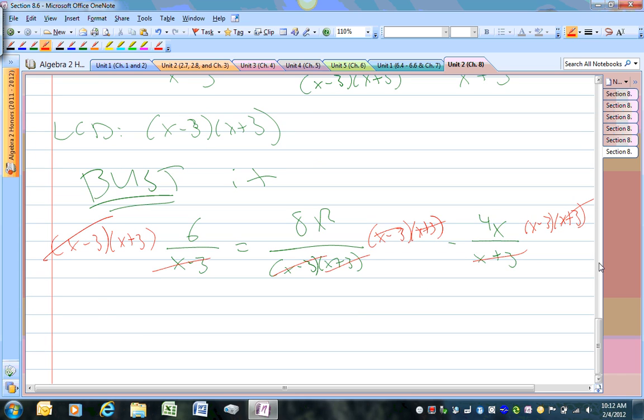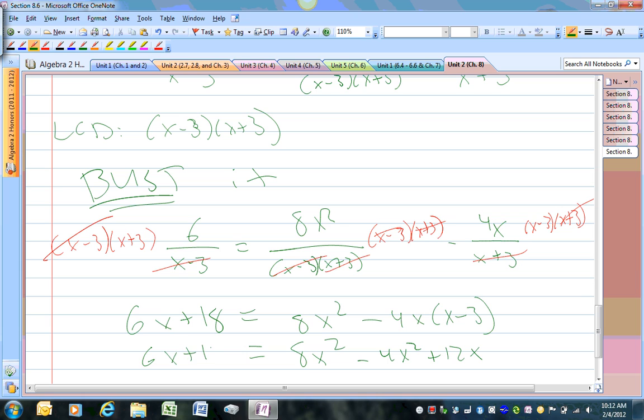So what we have now: 6x plus 18 equals 8x squared. And I'm going to be a little bit careful here. Notice how I already distributed the 6x plus 3 on the left side. But let's be careful on the right side with the negative 4x and x minus 3, because you got a negative and a lot of stuff going on there. That'll be negative 4x squared plus 12x. And again, 6x plus 18.